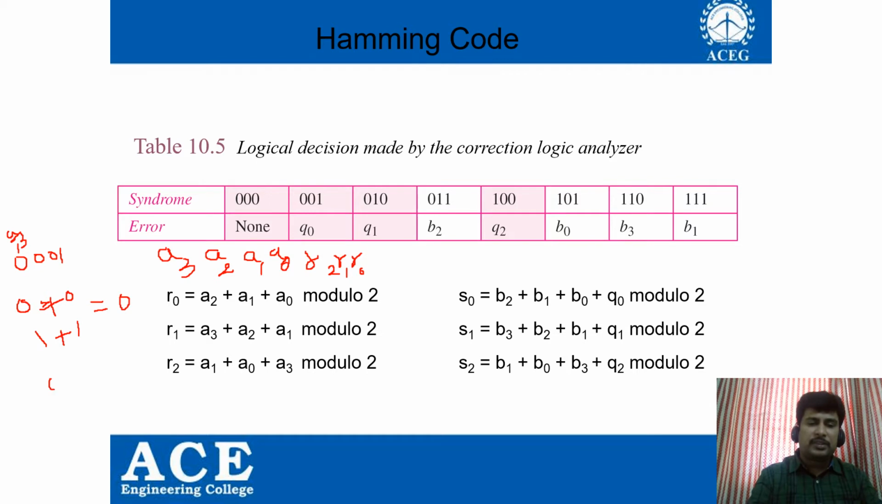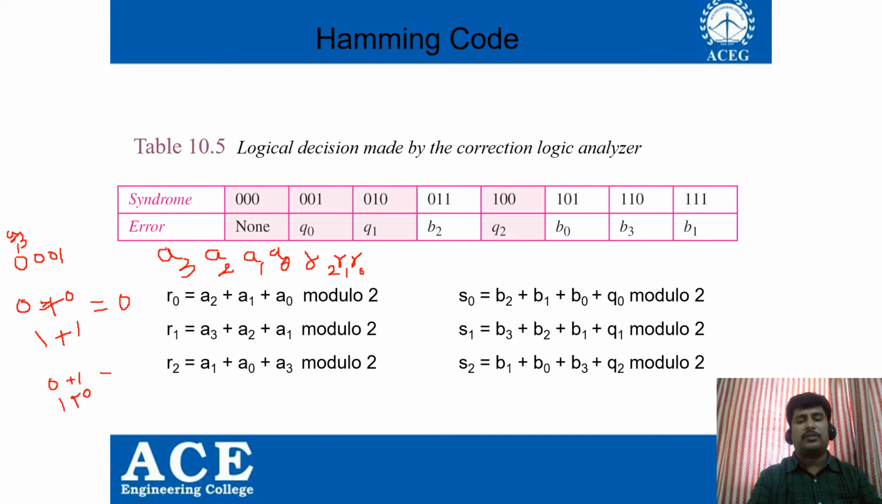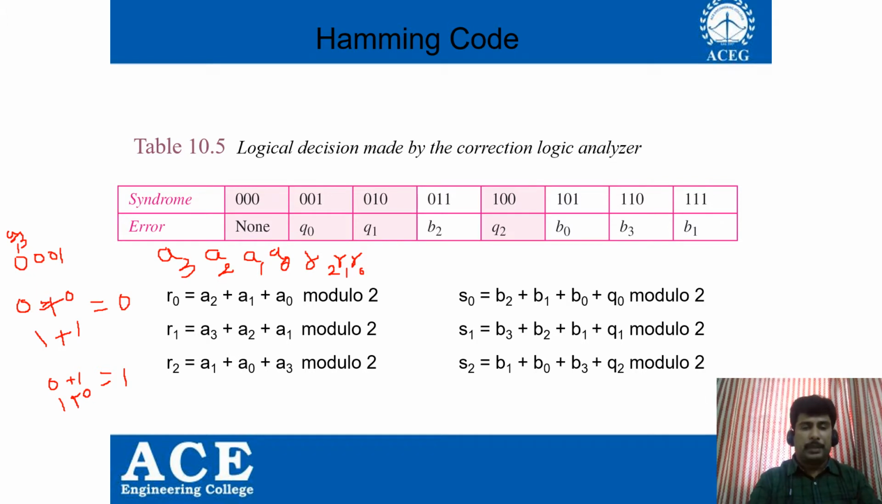If the two bits are different, that is, the first bit is 0 and the second bit is 1, or at the same time the first bit is 1 and the second bit is 0, the modulo addition of these two is 1. So we need to implement the modulo 2 addition of the respective bits.